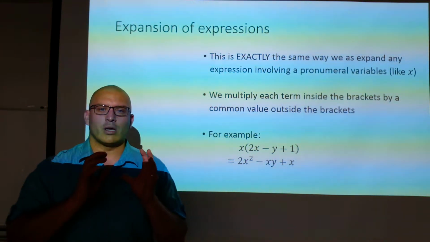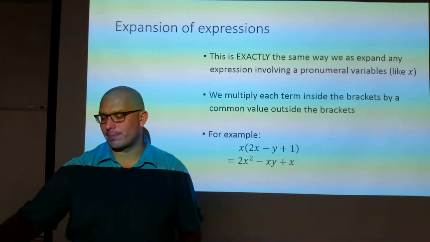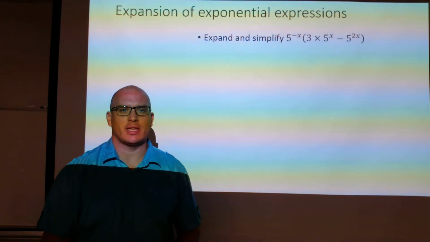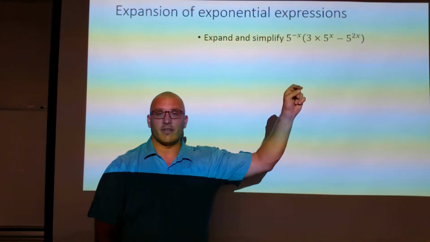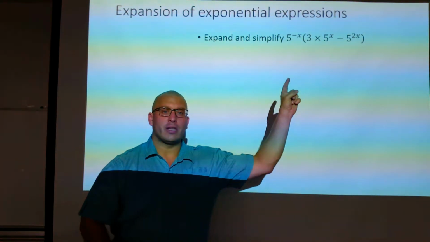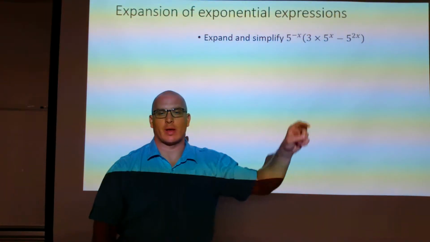When we deal with exponential expressions, the process is exactly the same. Let's try this one here. So we're going to expand and simplify 5 to the power of negative x outside 3 times 5 to the power of x minus 5 to the power of 2x.